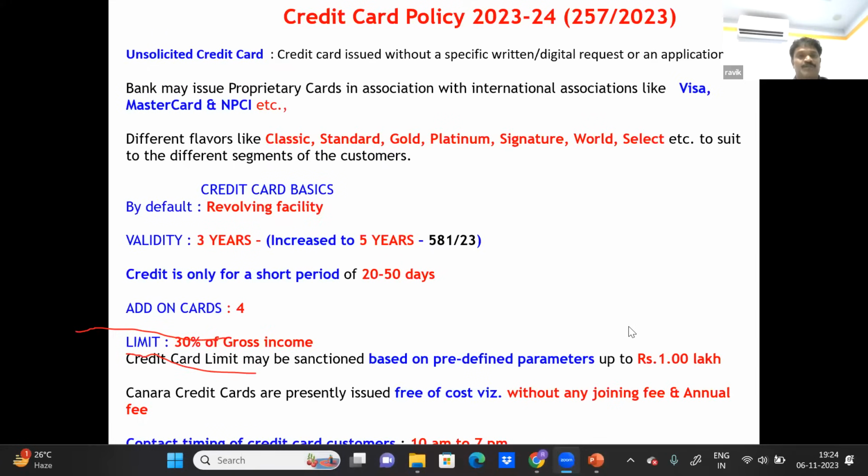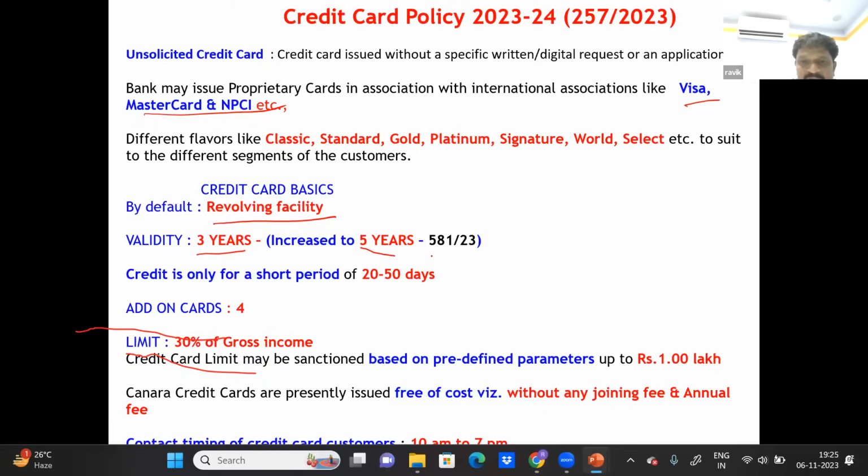Now, let us go to the next points. Credit cards, we will issue same. We have a tie-up with Visa, MasterCard and NPCI. What are the cards we are issuing under credit card? Classic, Standard, Gold, Platinum, Signature, World Select. Just remember those cards. Now, credit card basics we will see. By default, every customer will have a revolving facility in the credit card. Remember, credit card validity is 3 years as per the policy.